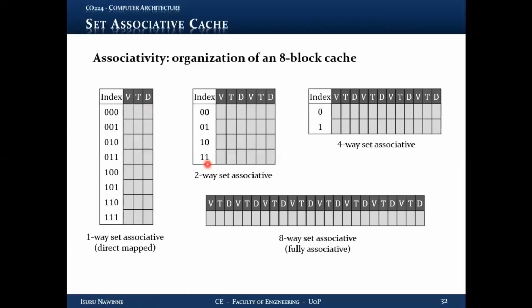Here, 4 different entries. At each entry, 2 different ways to store the data. 4-way set associative, 2 different entries, and 4 different ways to store the data at each entry, and then the fully associative version. So an 8-block cache can be arranged in 4 different ways like this, and 4 different values for associativity. Associativity is 1 here, associativity is 2 here, associativity is 4 here, and associativity is 8 here, and we call this fully associative, right?